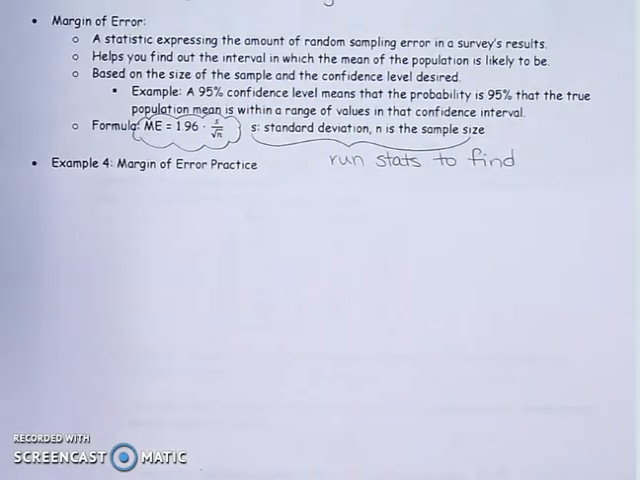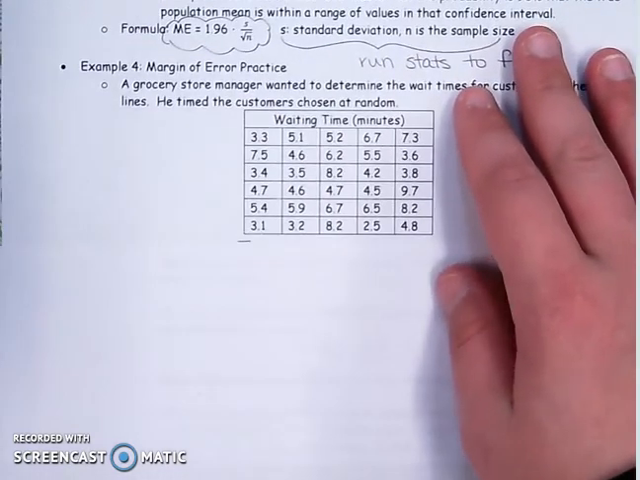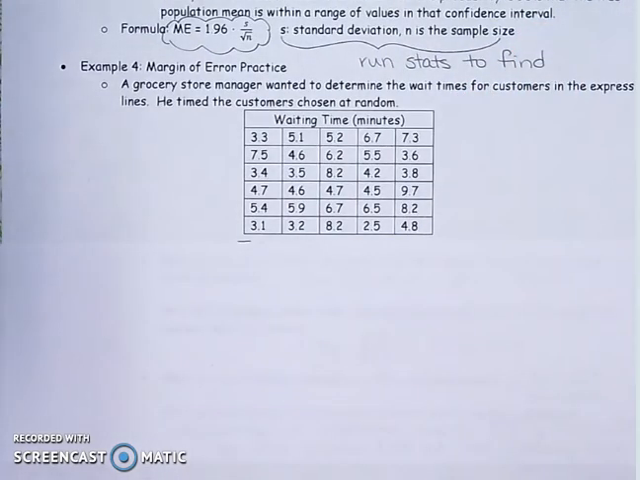So let's practice. A grocery store manager wanted to know the wait times for customers in the express line. So what he did was he chose random people and timed them. So here are those random numbers. Pause the video now and type in all of these numbers in your calculator in the stat edit window, L1, all of these.